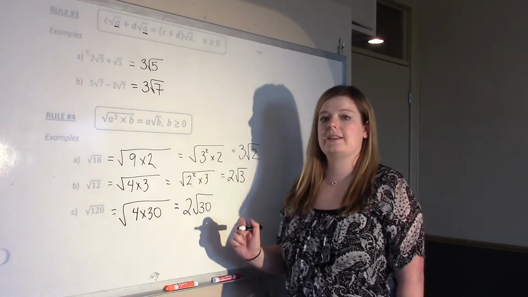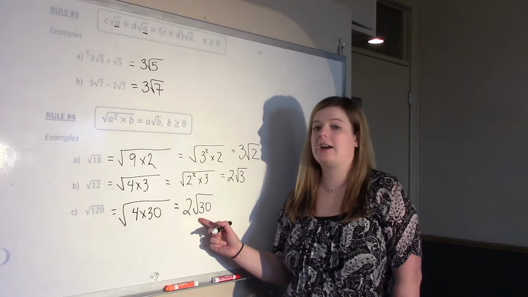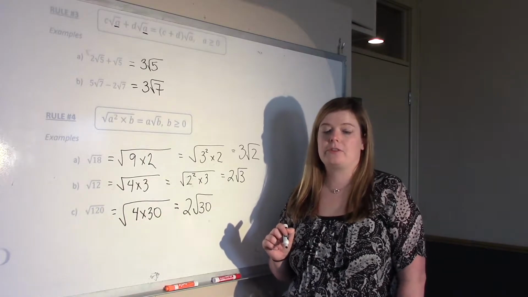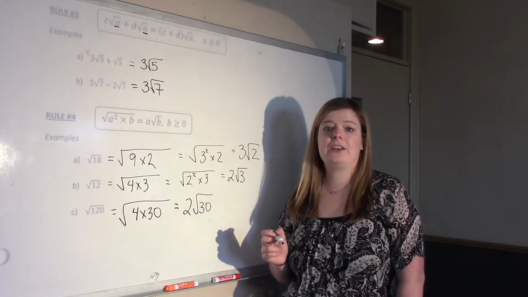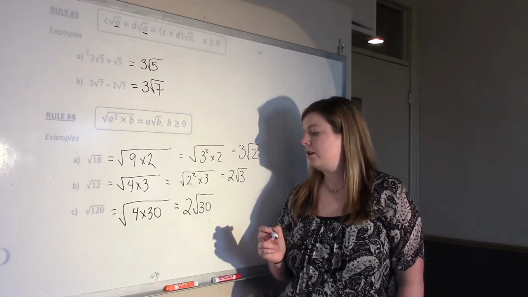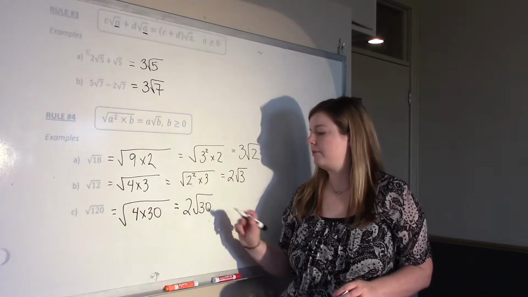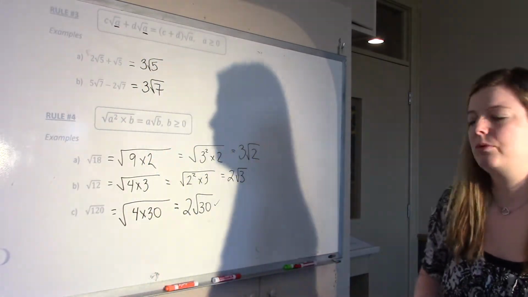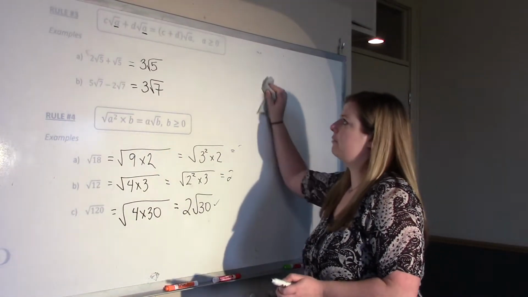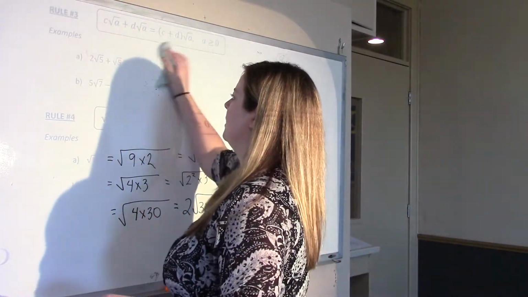Now to make sure this is as reduced as possible, you think, are there any perfect squares that go into 30? 4, no. 9, no. 16, no. 25, no. So there aren't. So this is your lowest form. So those are the 4 rules. Make sure you familiarize yourself with them. And then we'll do the 2 examples.